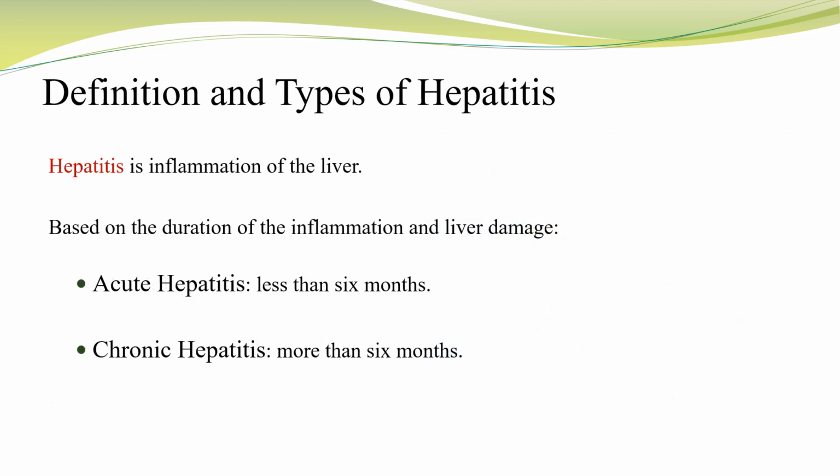What is hepatitis? Hepatitis is inflammation of the liver, and depends on the duration and the inflammation of the liver and also the liver damage. We have two types: acute and chronic hepatitis. Acute hepatitis takes less than 6 months, and chronic hepatitis takes more than 6 months.